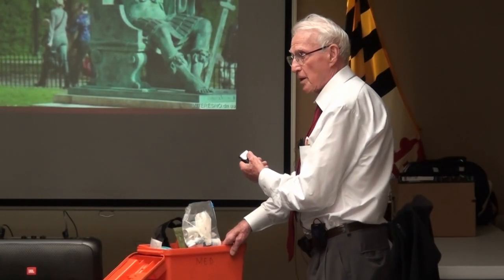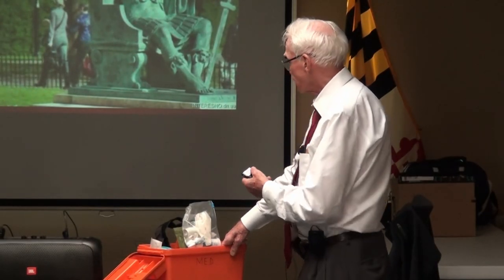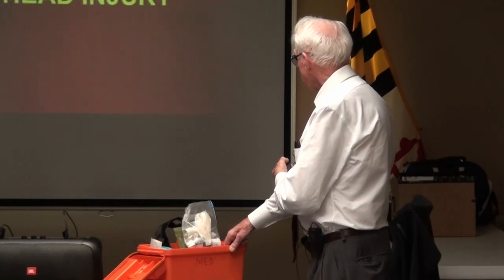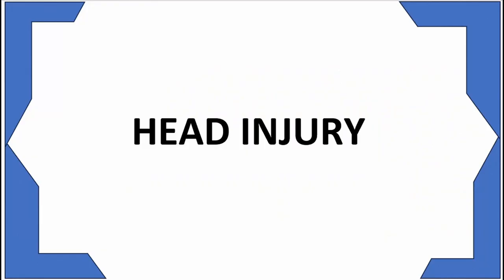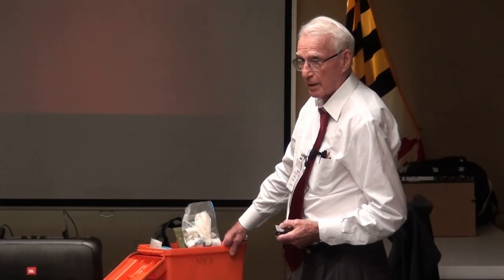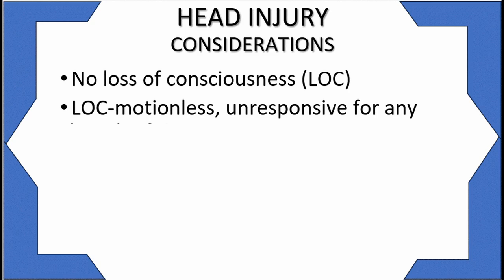Now we're going to talk about head injuries, and we're almost through. Head injuries. Well, how do you get the head injuries, and what are the considerations of having a bump on the head? Well, you'd like to know if the person was unconscious or not. That's one factor. If they're unconscious and lying motionless from a bump on the head, this is a fall down the companionway in which they hit their head or hit with a boom, and they're unconscious and lying motionless and unresponsive for any length of time. You want to know that.